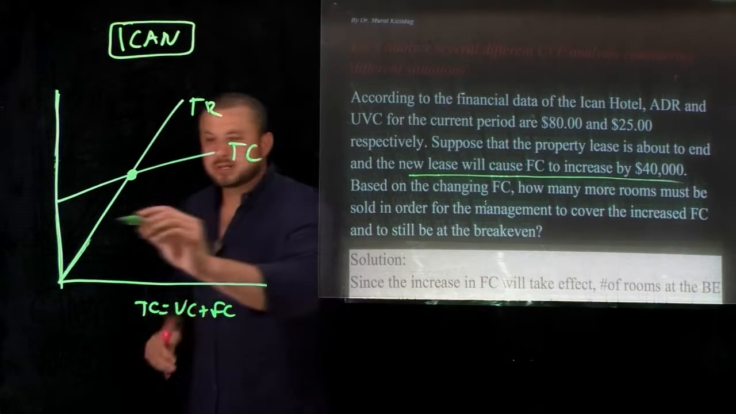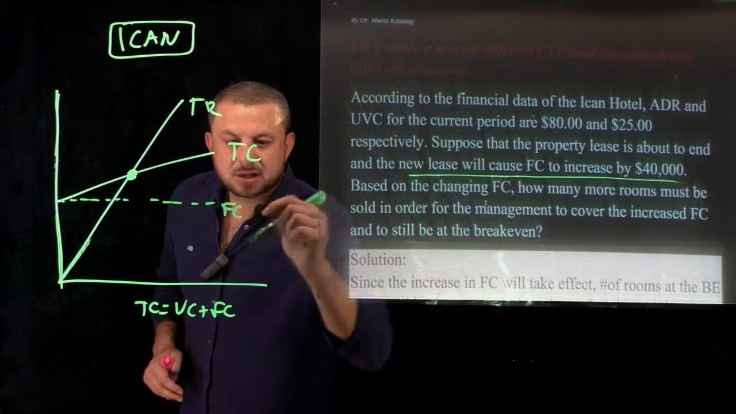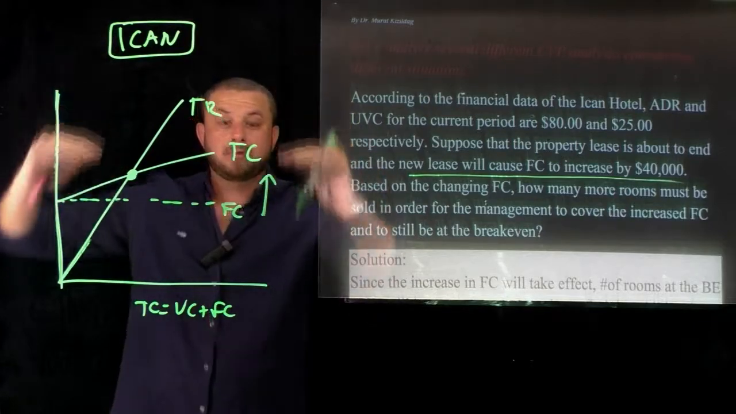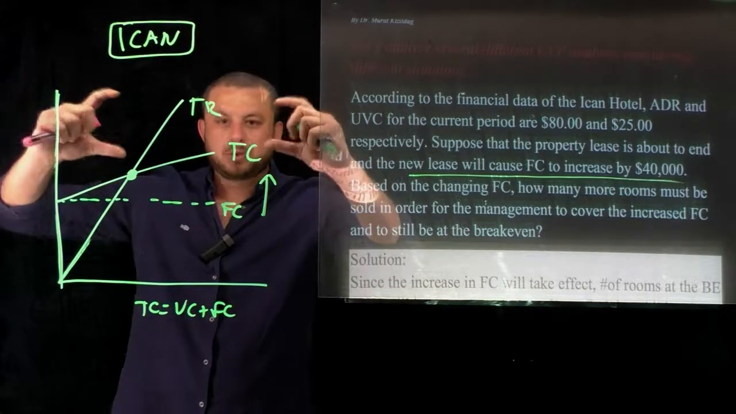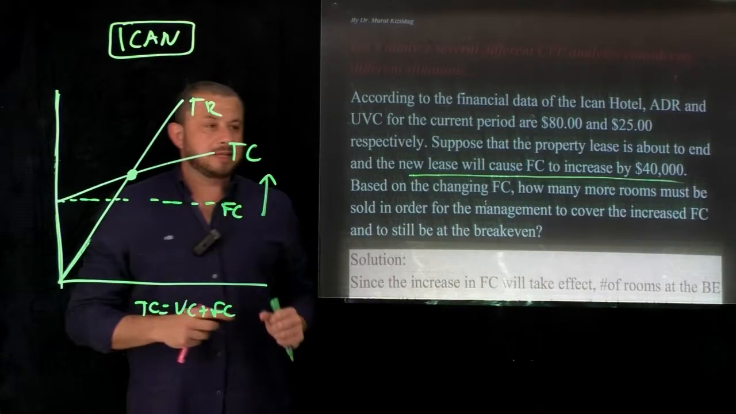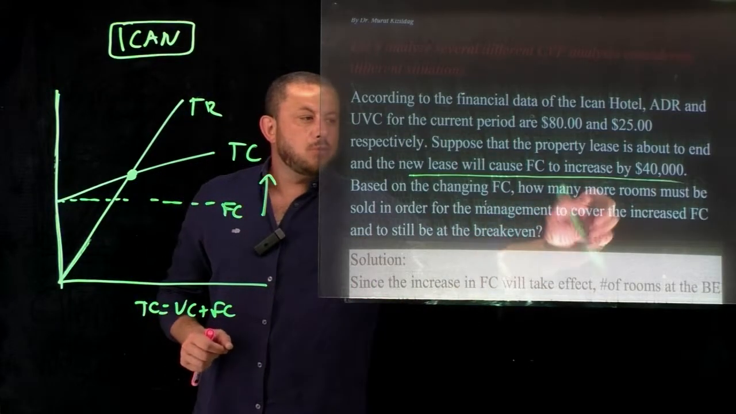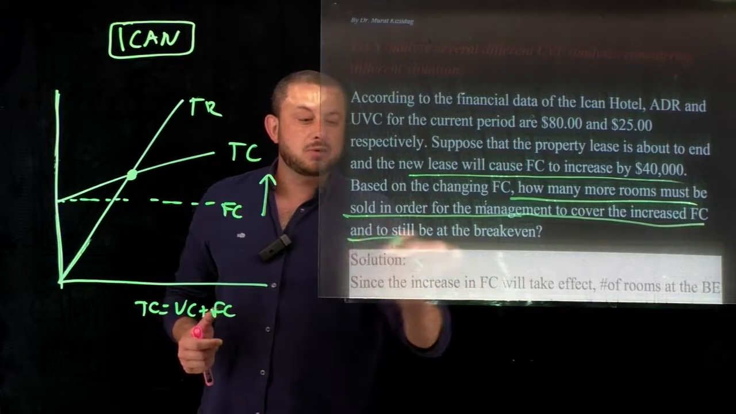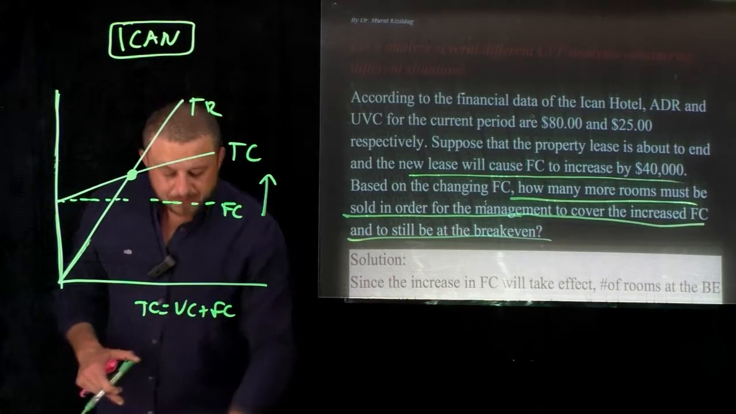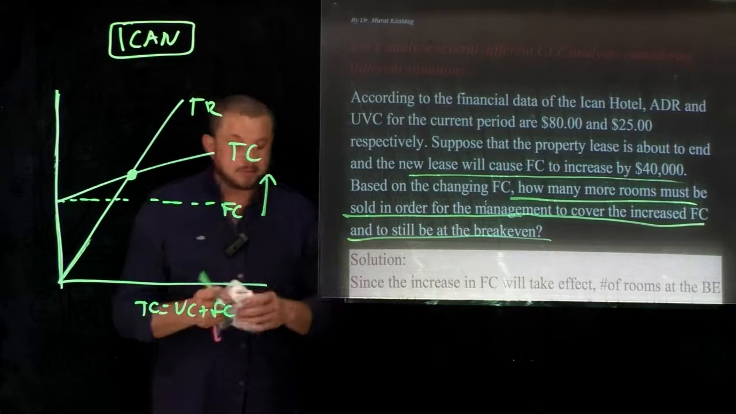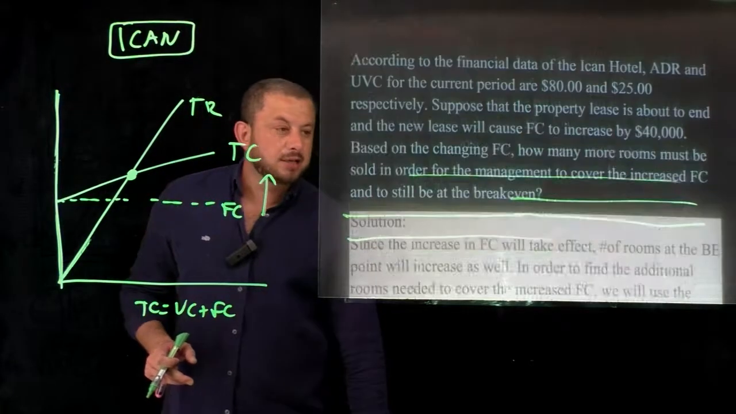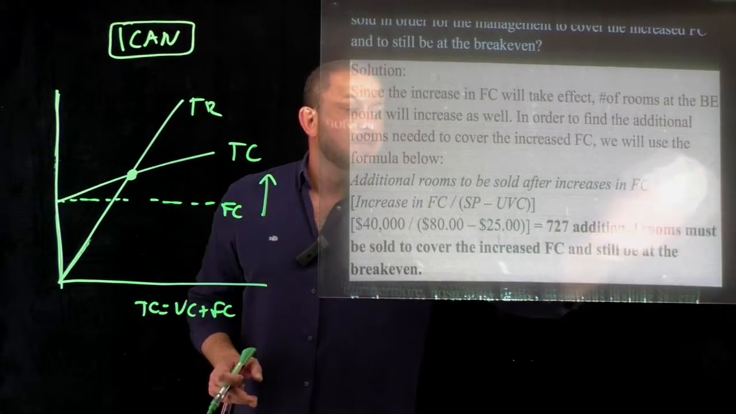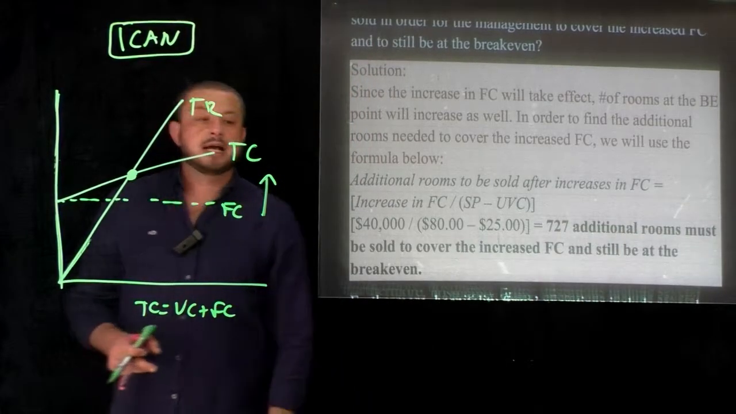The question becomes, based on the changing fixed cost, how many more rooms must be sold now? Because fixed cost was right here, right? But it is shifted right now. So shifted, increased fixed cost will also increase the break-even points upward. We have to sell more now to cover that increase in our break-evens, and then therefore CVP. How many more rooms must the management sell in order to cover the increased fixed cost and to still be at the break-even? Guys, this is one of the most important changes and simulations in CVP analysis. We have to factor in the increase in fixed cost, and then we have to find out how many additional rooms we have to sell to cover the increase in fixed cost and to still be at the break-even.